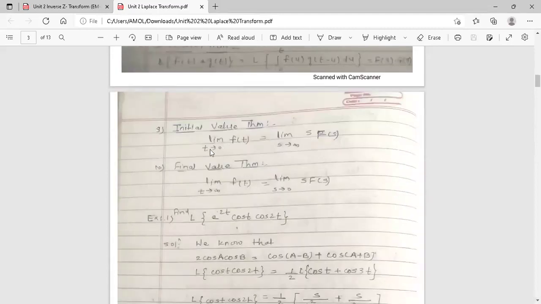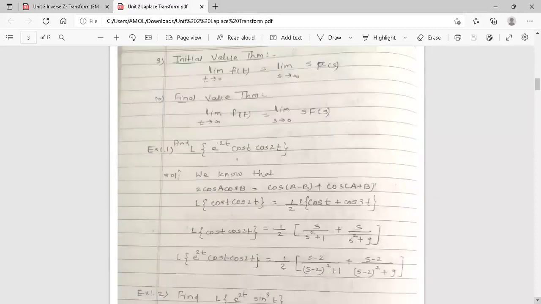Then initial value theorem. Limit of f of t as t tends to 0 is equal to limit of s into f of s as s tends to infinity. This is initial value theorem. Then final value theorem. Limit of f of t as t tends to infinity is equal to limit of s into f of s as s tends to 0. This is final value theorem. These are the properties of Laplace transform.